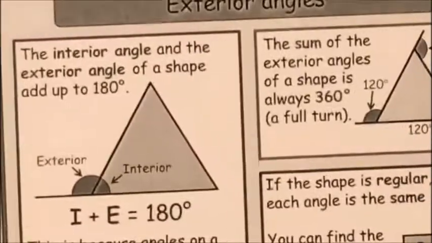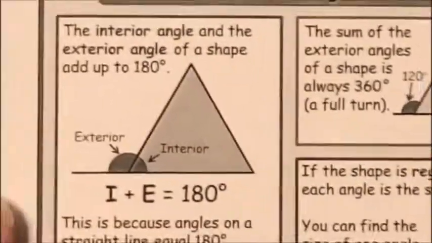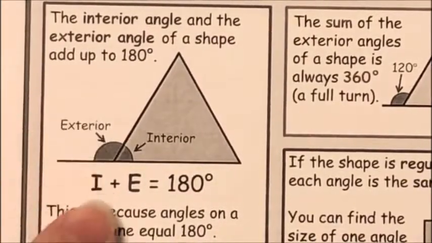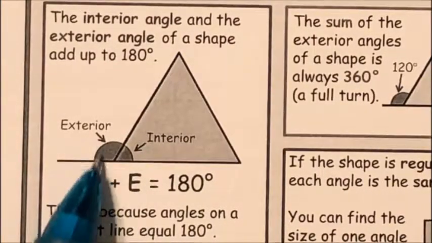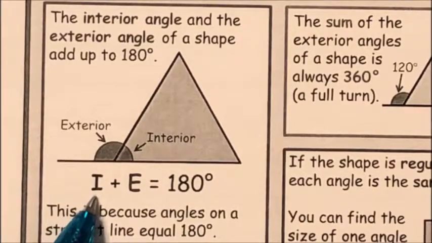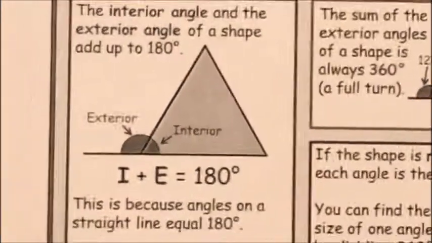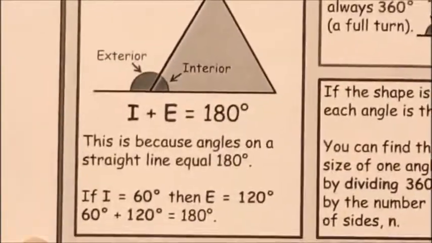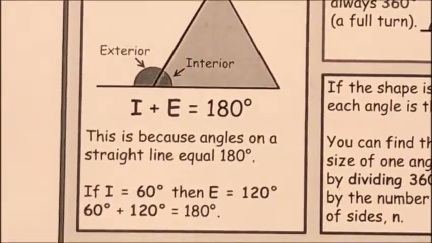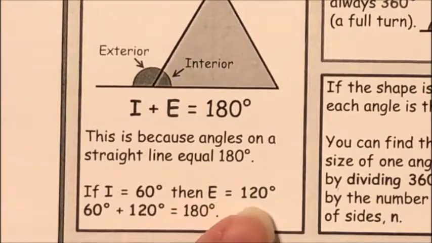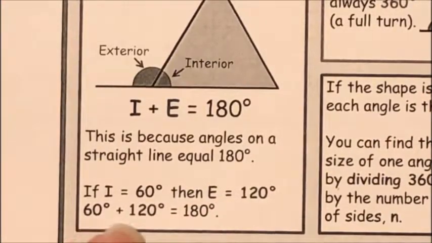And for exterior angles, the interior angle and the exterior angle of a shape add up to 180, because they form a straight line. So the interior plus the exterior equals 180. This is because angles on a straight line equal 180. Remember, they're supplementary. So if I equals 60, because it's an equilateral triangle, then E has to be 120. So 60 plus 120 gives me 180.